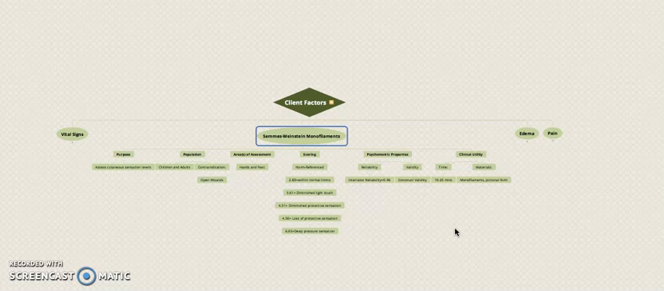This test has an inter-rater reliability of 0.96, and it has construct validity. It'll take 10 to 20 minutes to conduct, and you just need the monofilaments and a pictorial form to record your results.